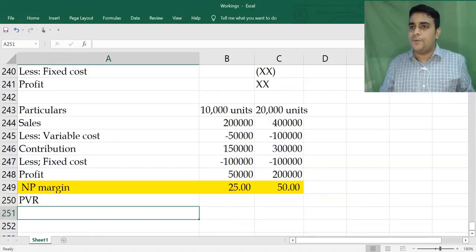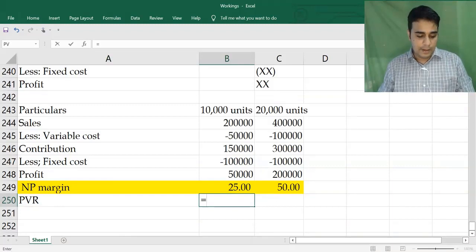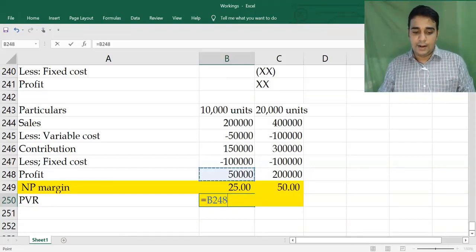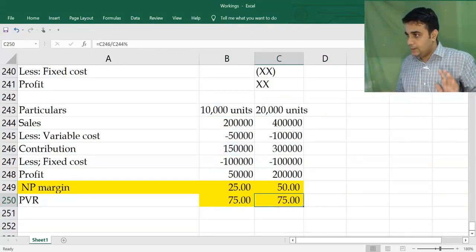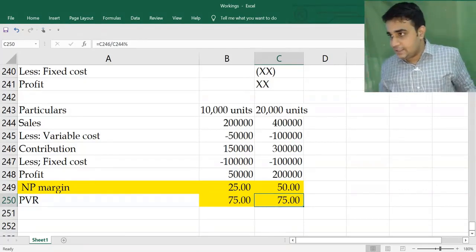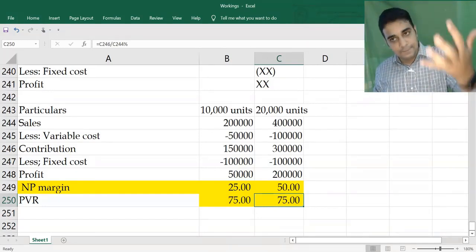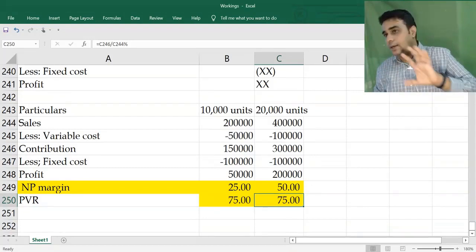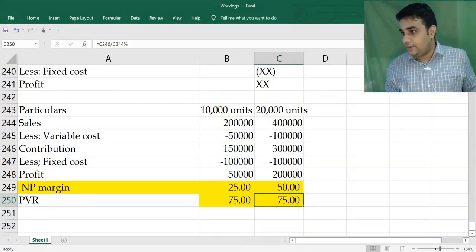I hope you remember the formula for your PVR. What's the formula for PVR? Contribution by sales into 100. 1,50,000 by 2 lakh. Profit margin is the same, 75%. Nothing has changed in the company. Profit margin continues to be 75%. Neither operations have improved nor deteriorated. Nothing has happened. Profit margin continues to be 75%.